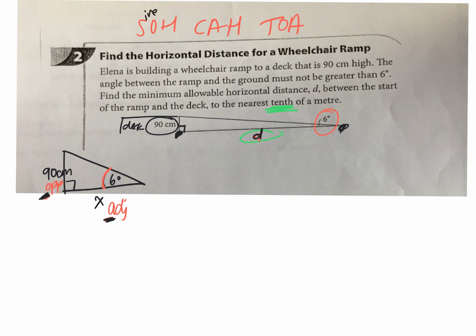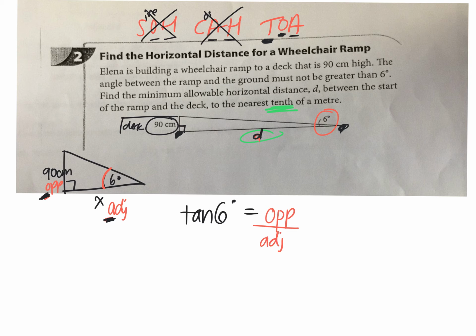Sine ratio is opposite and hypotenuse, so we can't use that. Cosine ratio is adjacent and hypotenuse. We can't use that. So which ratio do we have to use? Tan uses opposite and adjacent. So tan, what's the angle? 6 degrees equals, is the ratio adjacent over opposite or opposite over adjacent? Opposite over adjacent. I'm just going to write it out and we can fill it in.